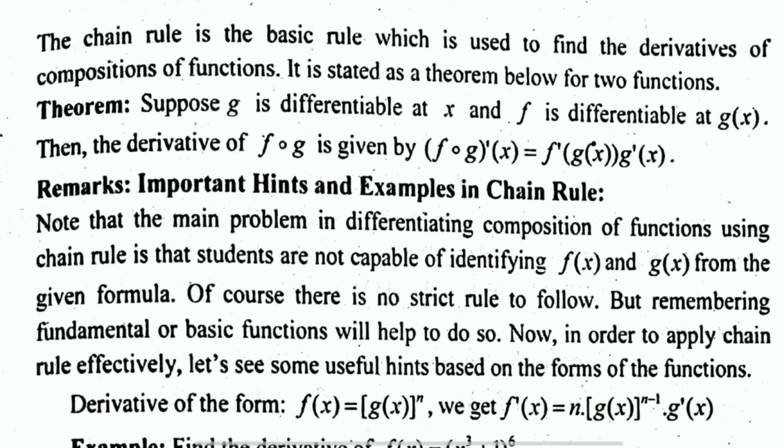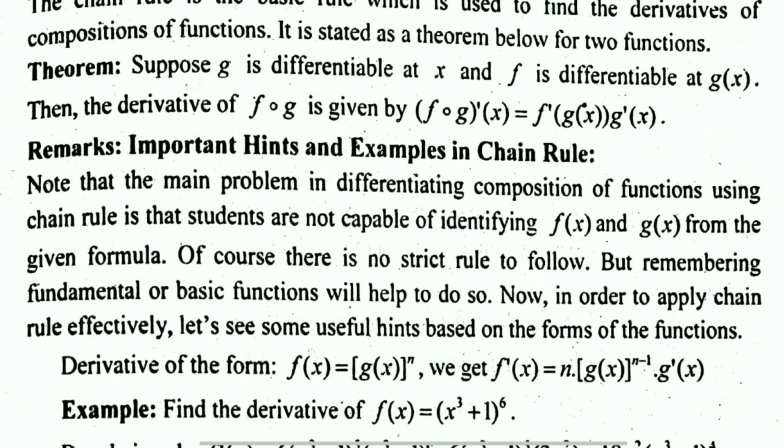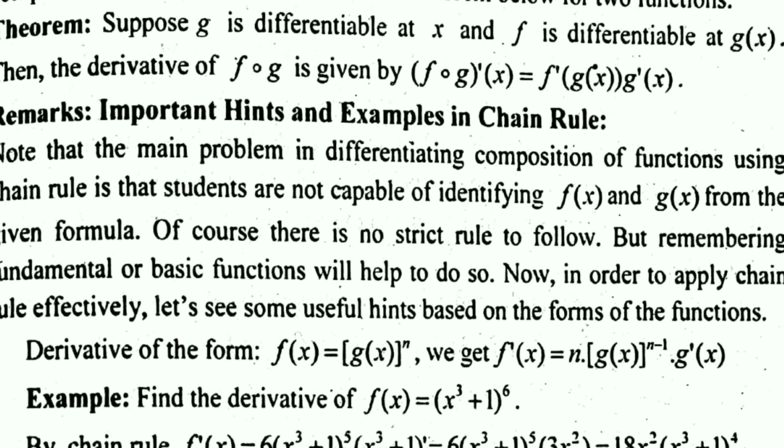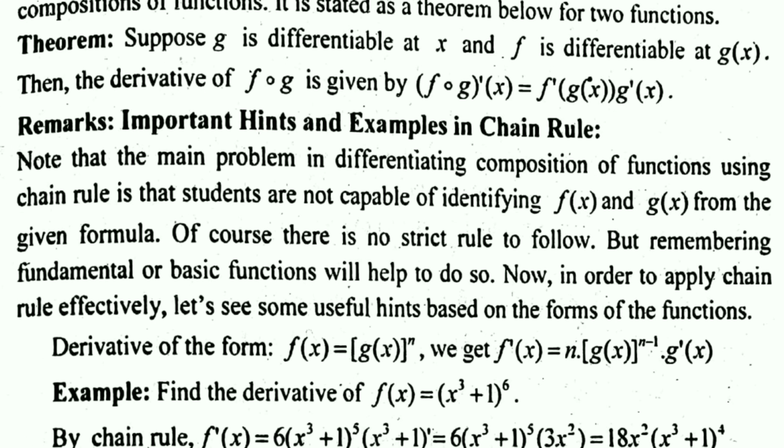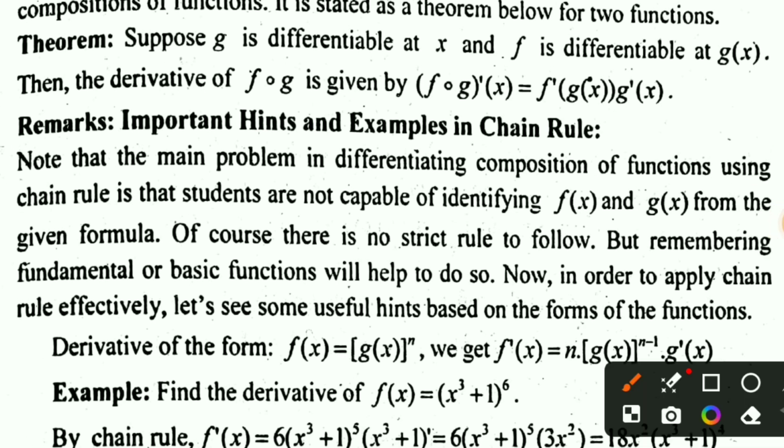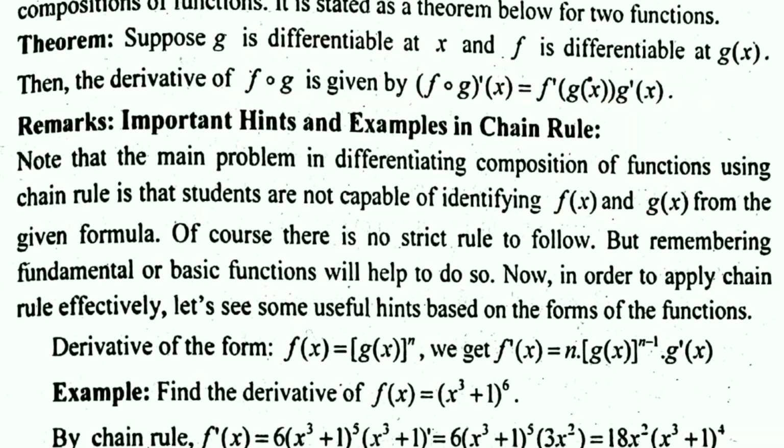So here are important hints and examples in the chain rule. We can find that the main problem in differentiating a composition function is identifying f of x and g of x. To use the chain rule, there is a problem associated with identifying f of x and g of x. But we have different types of formulas and functions, so by using different forms of the function, we can easily use the chain rule.